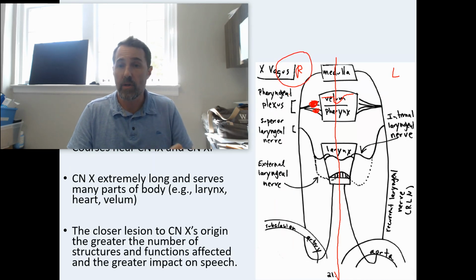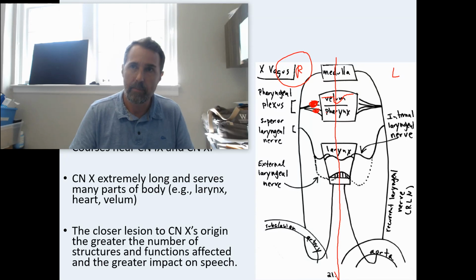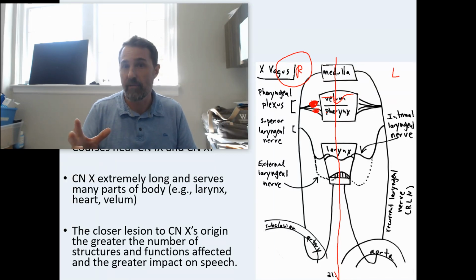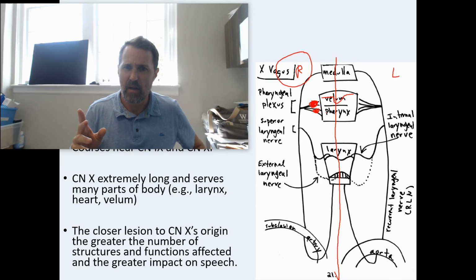So unilateral damage to the pharyngeal plexus, we'll say the right, is going to create a right velar weakness, a right pharyngeal weakness. Flaccid, because it's lower motor neuron, because it's a cranial nerve. How is that going to potentially affect the pharyngeal swallow? Potentially, you're going to have some nasal regurgitation.